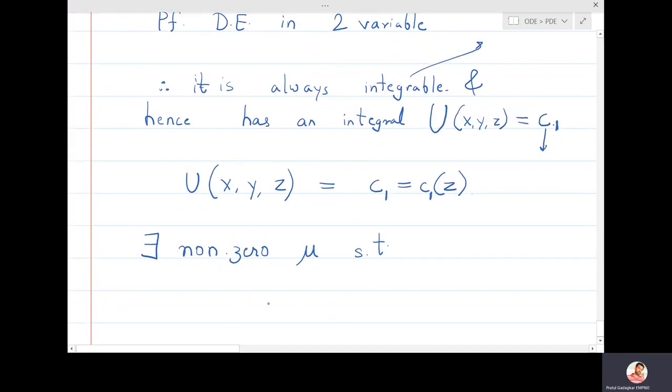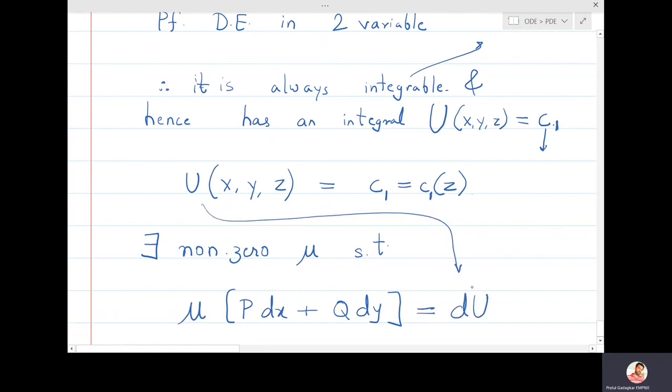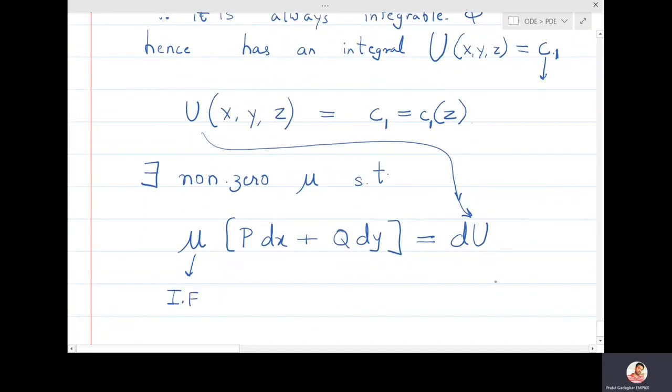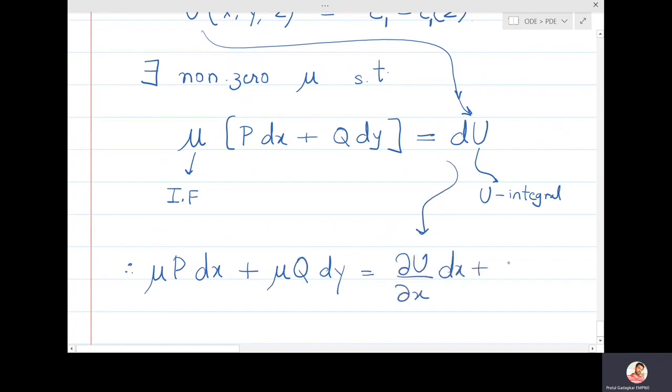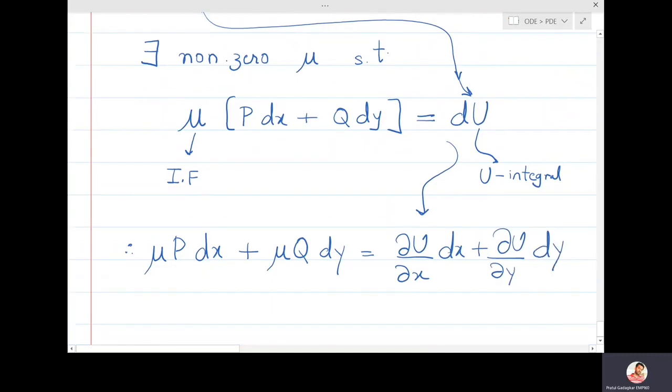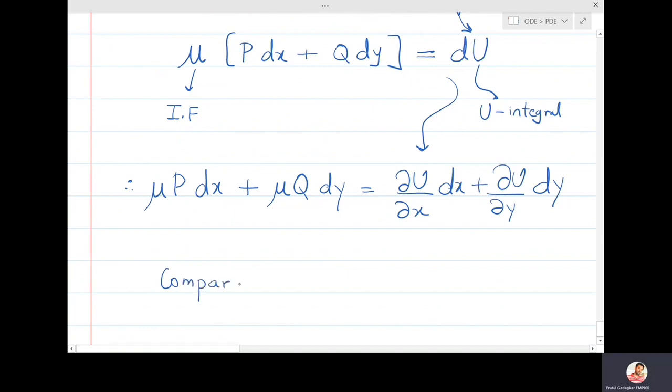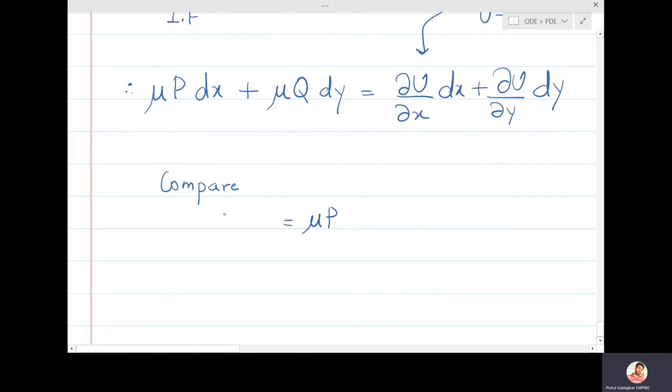such that P dx plus Q dy, when I multiply by that integrating factor, this will become du. Okay, this is the u. This u is called the integral, and this mu is called what? Integrating factor. I'm repeating again, u is called the integral and mu is called the integrating factor. Okay, therefore I will get mu P dx plus mu Q dy is equal to del u by del x dx plus del u by del y dy. Okay, and therefore when I compare, I will get simply mu P will be equal to del u by del x, and mu Q will be equal to how much?